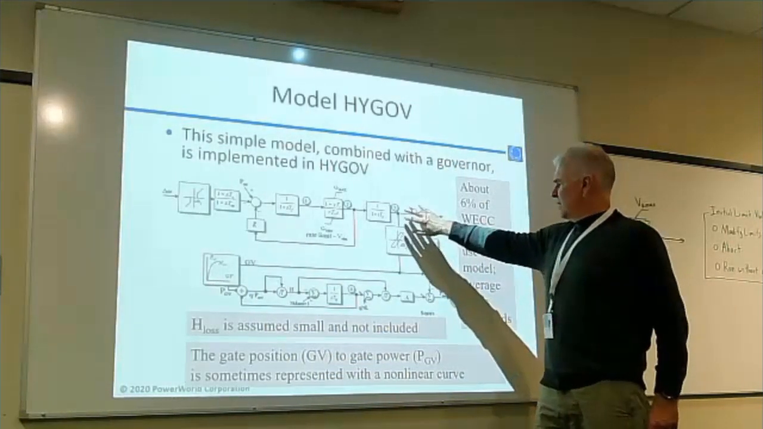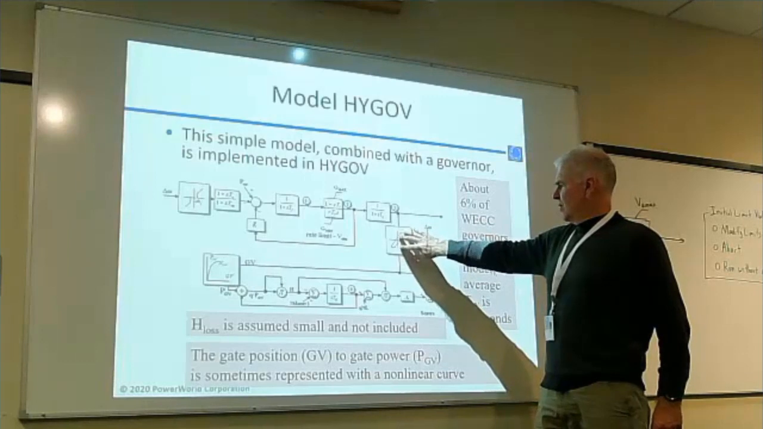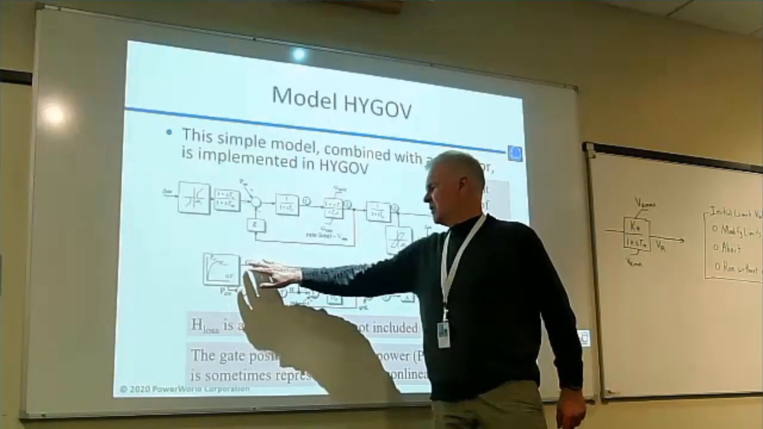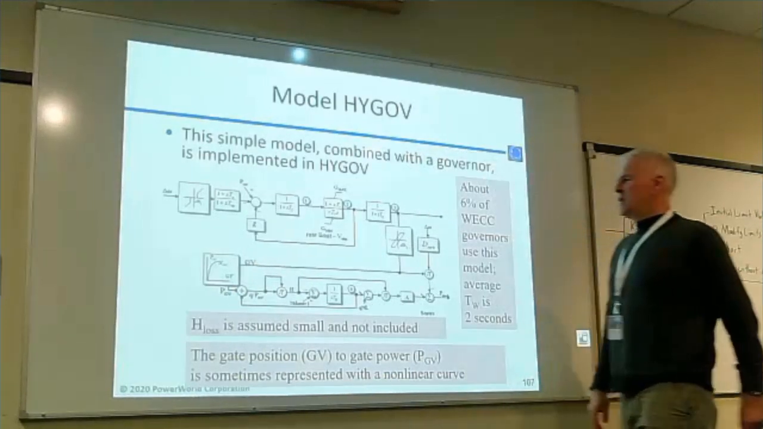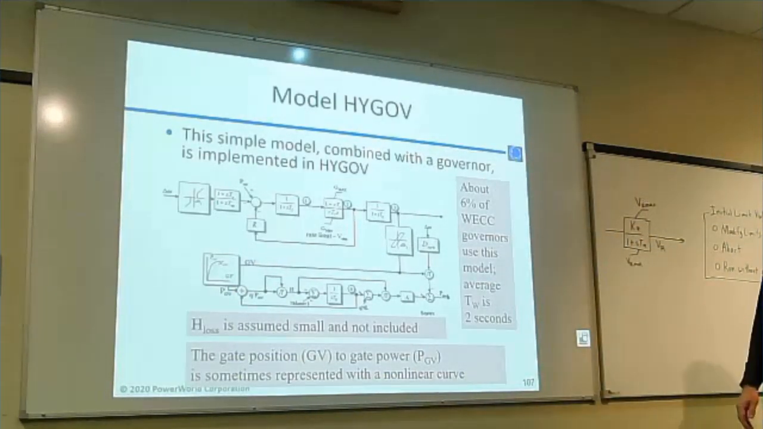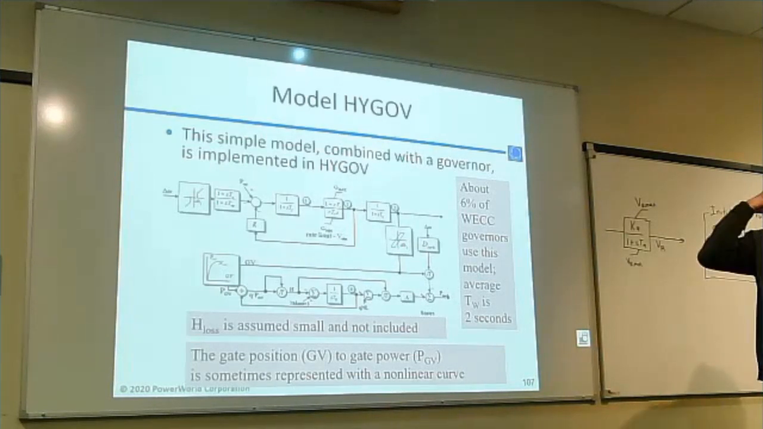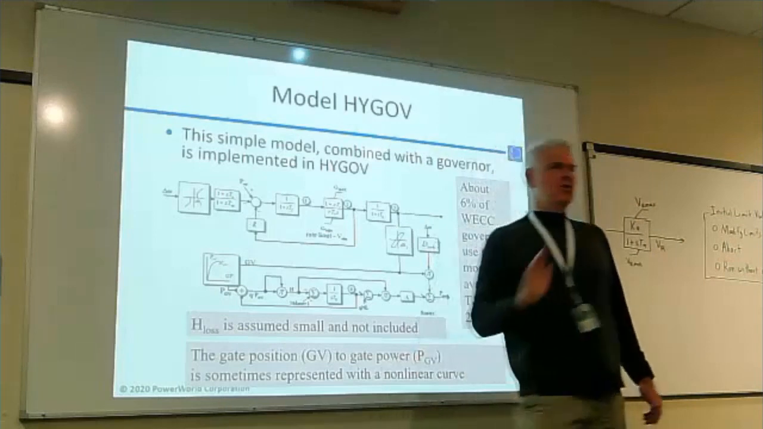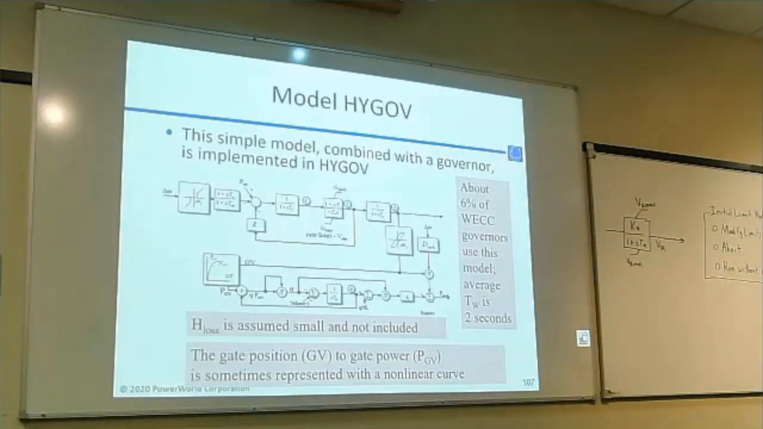There's a deadband in there. There's potentially a nonlinear function relating the GV to the P_GV. The GV is the gate position, and the P_GV is the power in the gate position. This is represented by a piecewise linear curve. Sometimes it's linear and sometimes it's nonlinear in the curve.